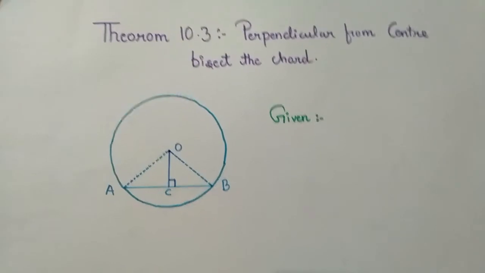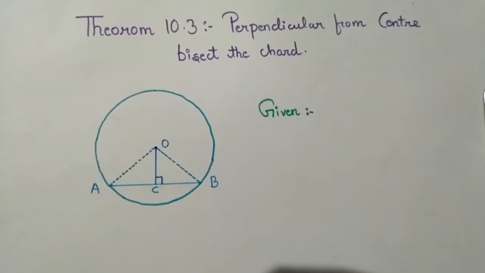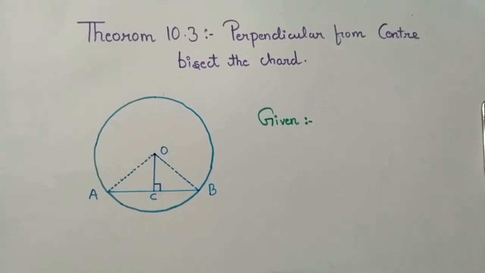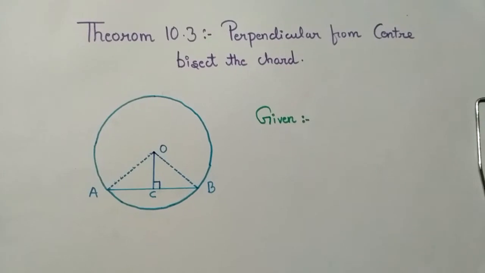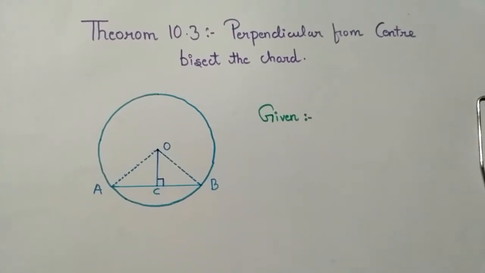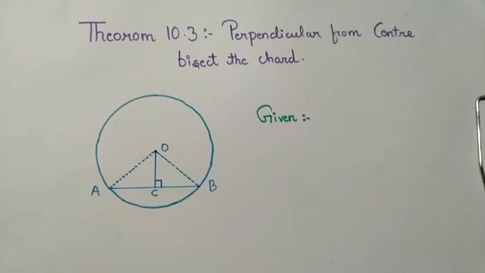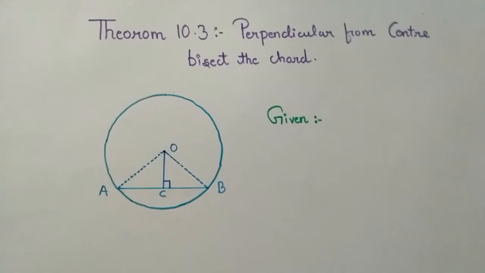So friends, in the last video I told you about theorem 10.2, and in this video I will tell you about theorem 10.3 of the class 9 NCERT book. Friends, in this theorem we are given that the perpendicular from the center bisects the chord. So in this video I will tell you how to prove theorem 10.3.